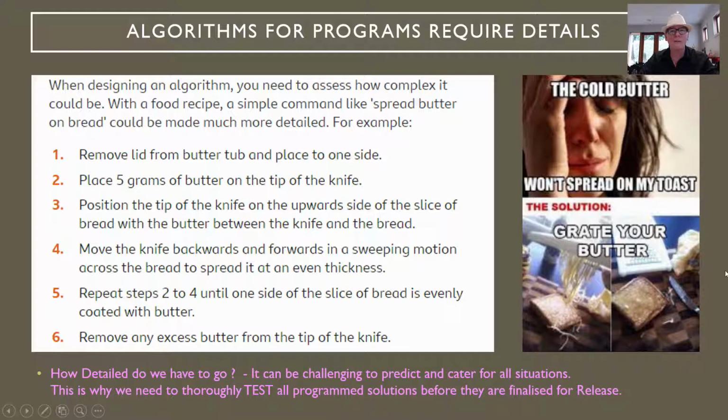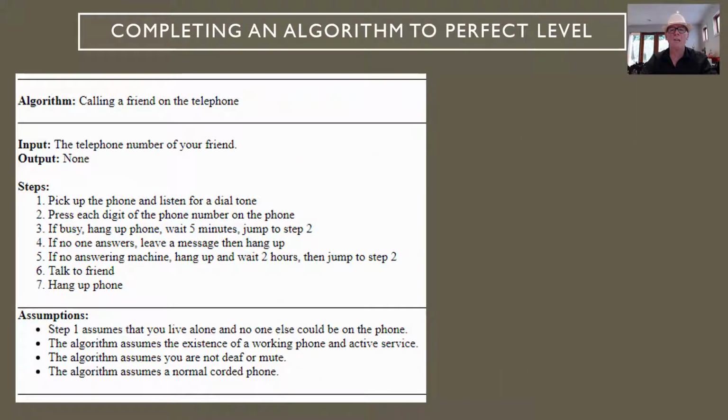So how detailed do you have to go with an algorithm? It can be really challenging to predict and cater for all the situations. Now, if you miss a situation in your designing and you don't have a complete algorithm and then you build the whole thing, hopefully you should be doing thorough testing after the build. And when you test out your program and get other people to test it as well and type in stuff and try it out, then you should find anything that you've missed out. So it's very important we thoroughly test at the end of the process after we've built something, as well as desk checking and looking at algorithms and pseudocode, trying to have the design as best as we can.